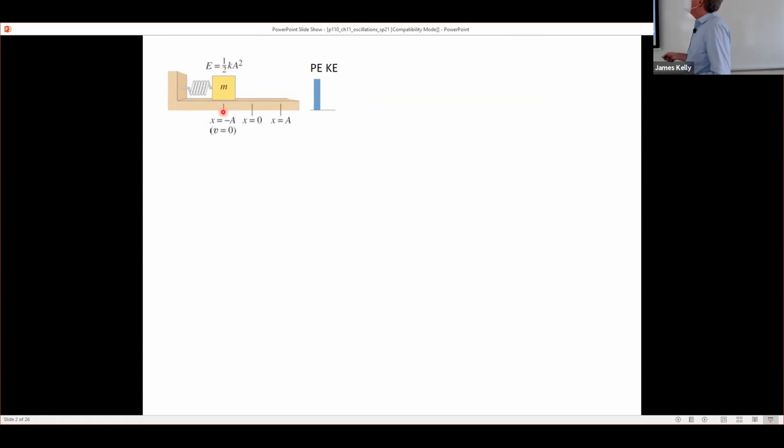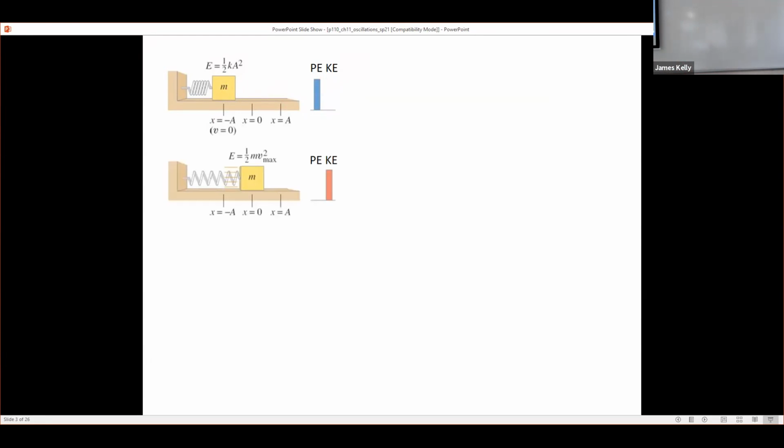If we keep track of the potential energy stored in the system and the kinetic energy stored in the system, at this instant when we let it go, it's not moving at all. So there's no kinetic energy. The bar is supposed to be down there at 0. It's all stored in potential energy. So it's got a lot of potential energy at time t equals 0. Now let's watch it move.